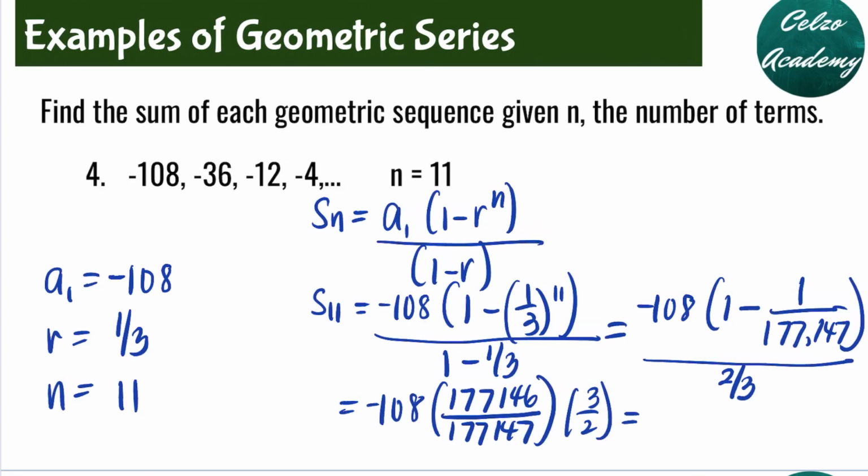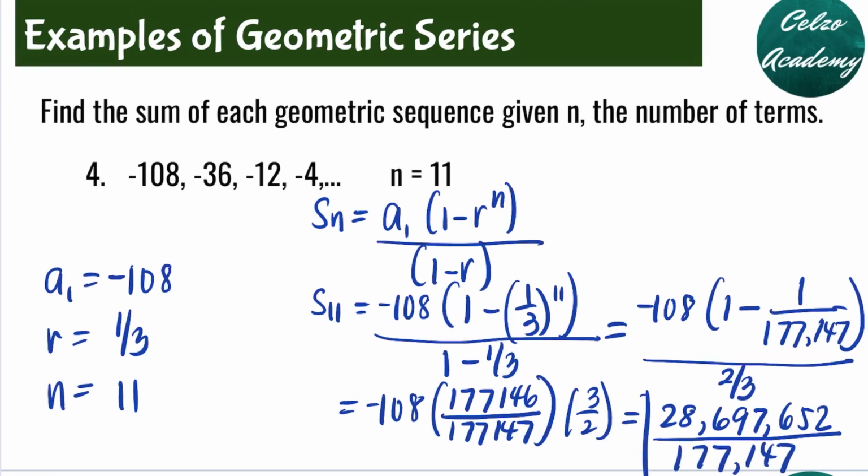The easiest way to simplify this problem is to multiply first -108 times 3 divided by 2, and that gives you -162. And then multiply by the numerator 177,146, and that gives us 28,697,652 all over the denominator 177,147. So this is the sum of the 11 terms of this geometric sequence.